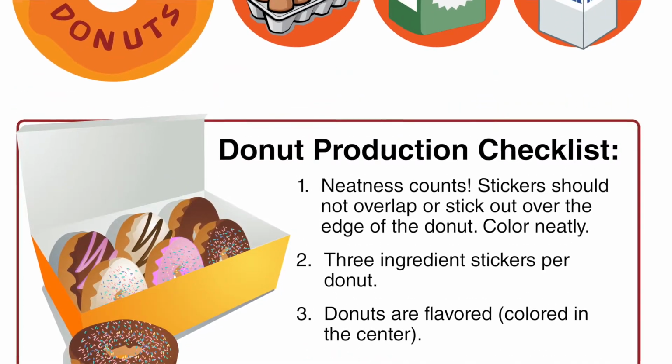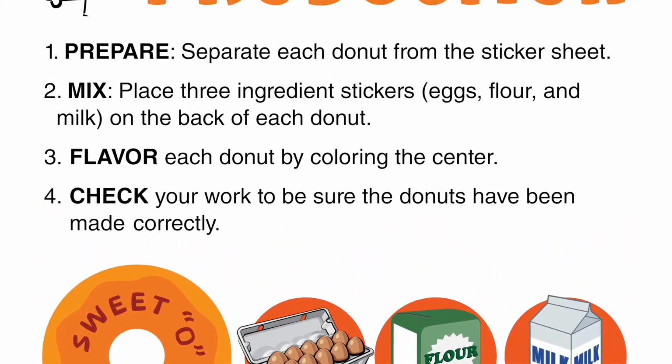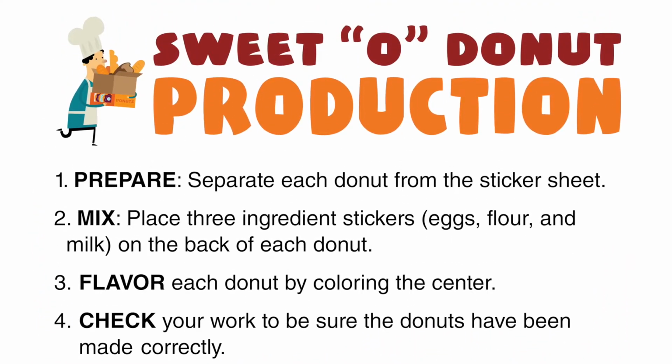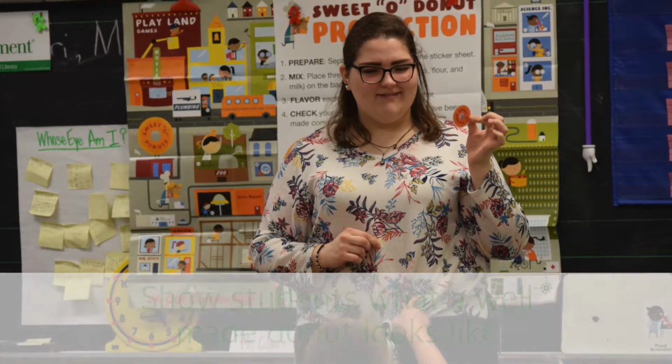Display or project the Sweet O Donuts poster Side 1. Demonstrate the production process in the 4 steps described, and show the students what a well-made donut looks like.